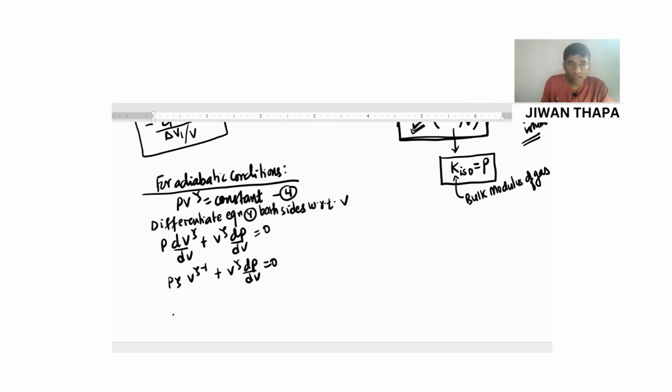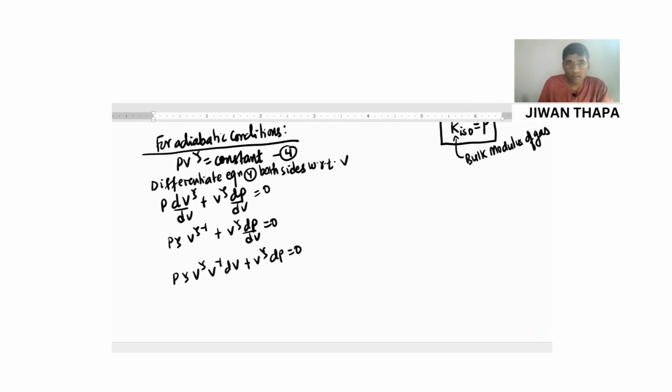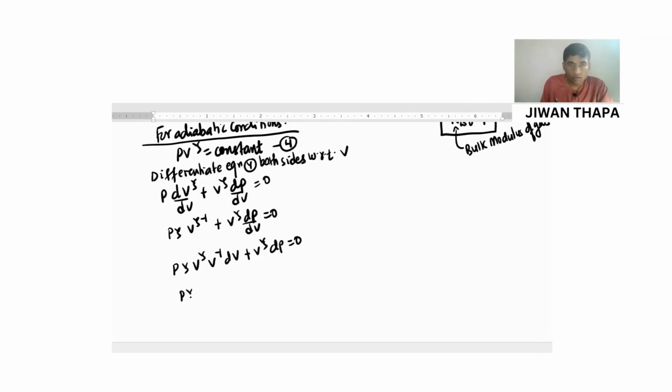So on simplification, we can write P gamma V power gamma minus 1 dV plus V power gamma dP equals 0. When the base is the same, the power adds up, we know that. Now, P gamma V power gamma minus 1 dV equals, taking this term to the right-hand side, minus V power gamma dP.